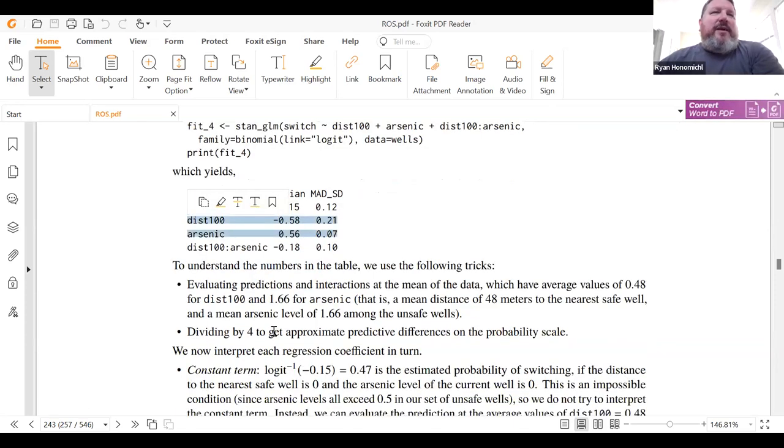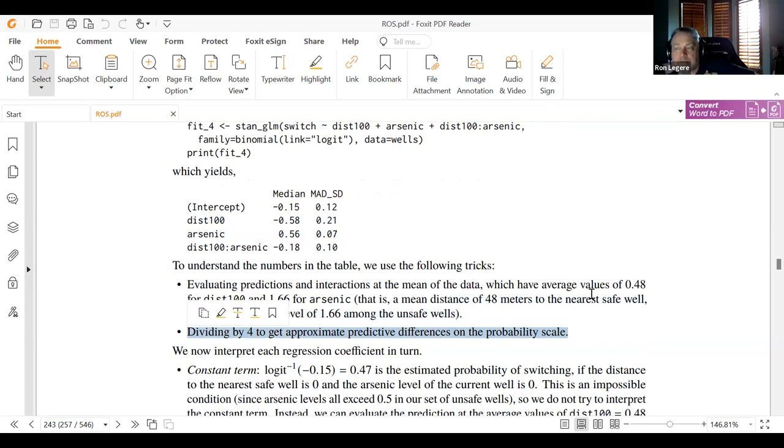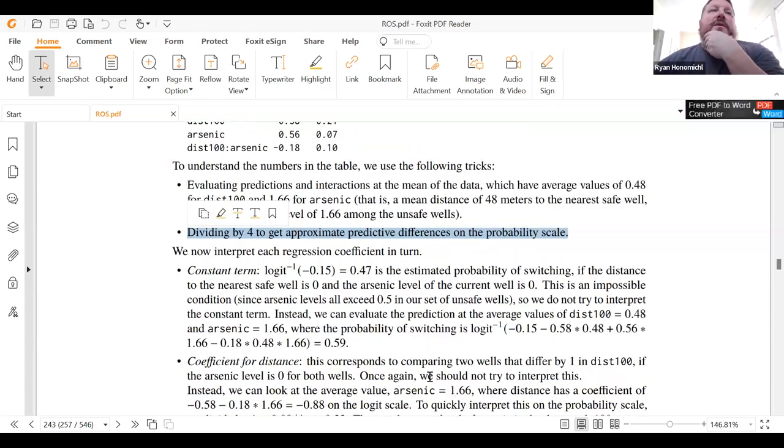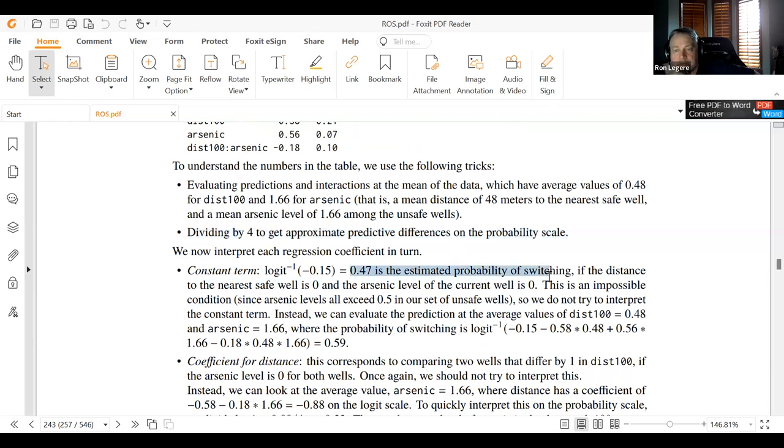This whole idea of dividing by four to get the differences, I've never heard of that before. We talked about it last chapter. He introduced that. It's the maximum slope of the sigmoid function, right? Right. So this is exponentiated, right? When we have the inverse of the logit, we get, right, this 47% chance of switching if the distance to the nearest safe well is zero.